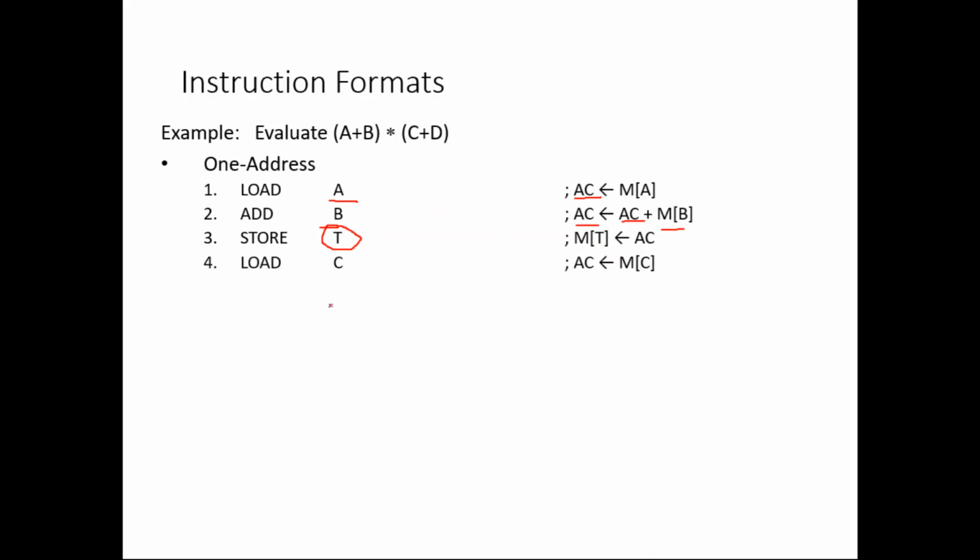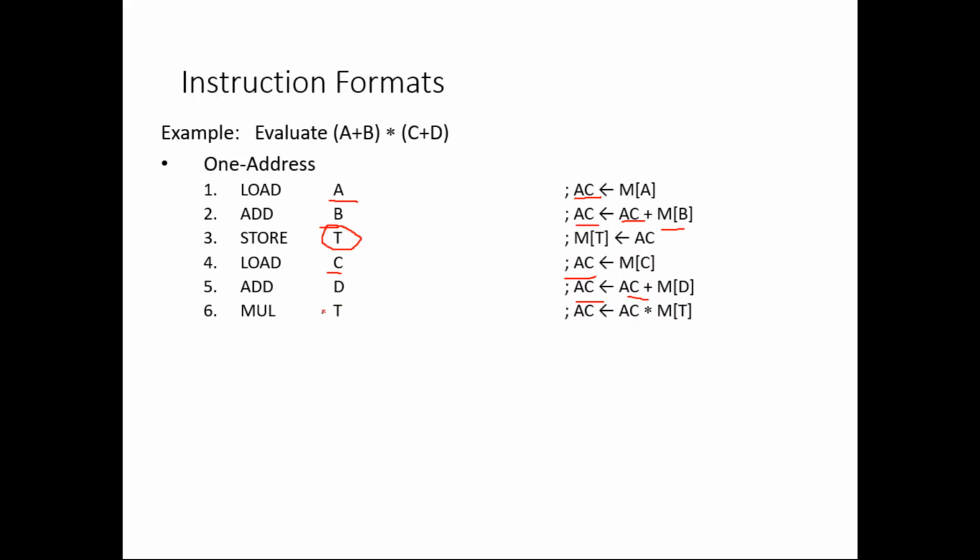Next we should perform load C. This will load the content of memory location C to the accumulator. Add D. This will add the content of the memory location D with the content of the accumulator, and the result will be stored in the accumulator.